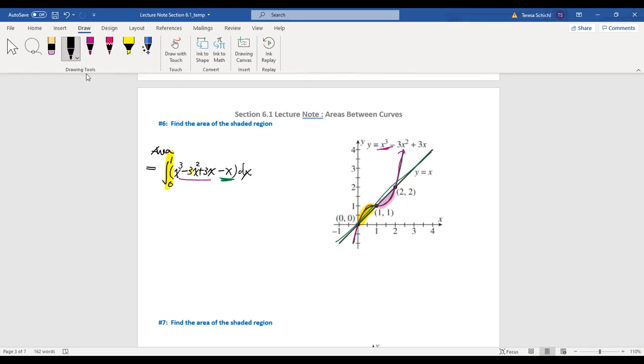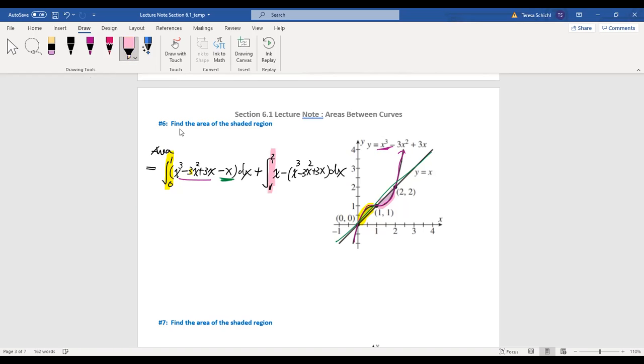Okay, so now you need to add the area for this little pink one. The little pink one varies from 1 to 2, correct? But for the pink one, which one is on the top? This line is on the top, so it's x minus this pink curve here, right? So this is x cubed minus 3x squared plus 3x dx, correct? So let me color code that, so it's easy.